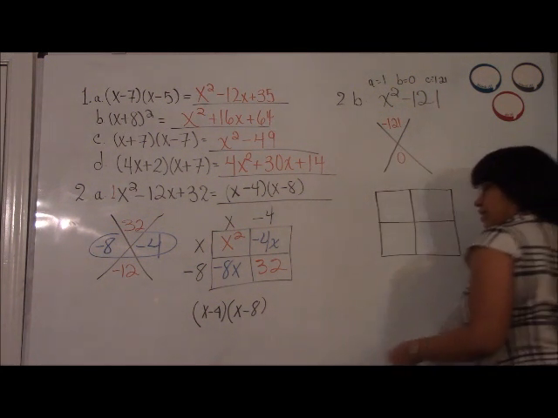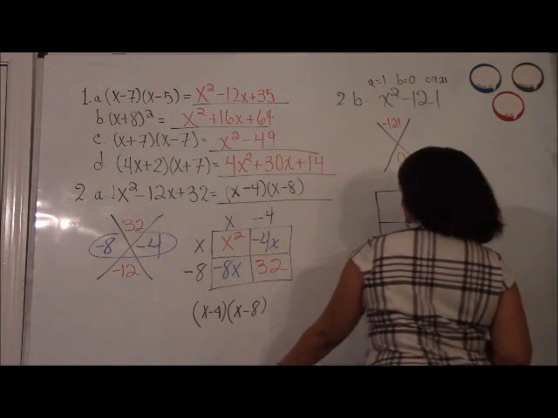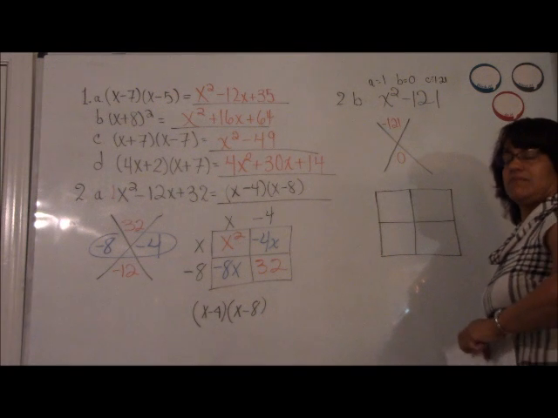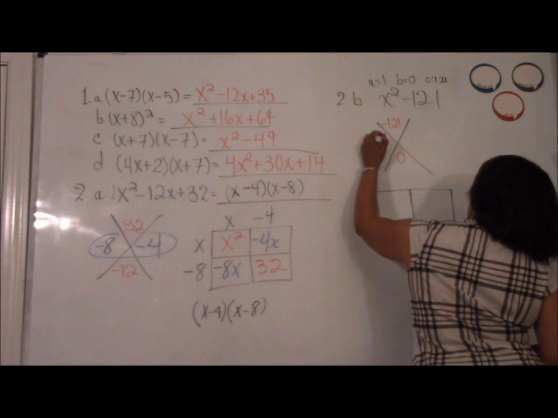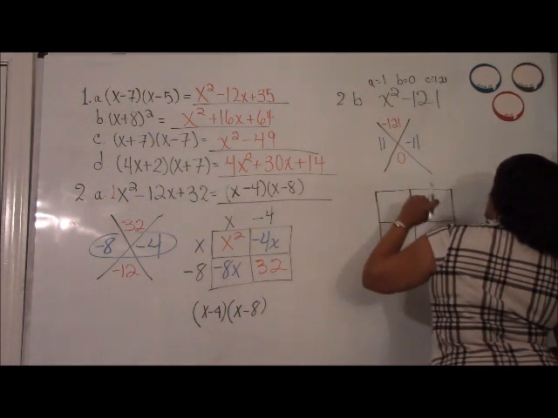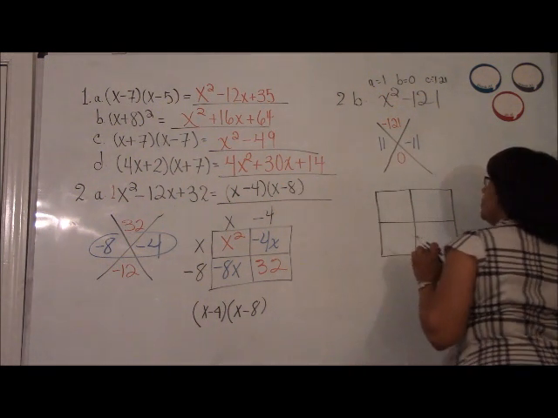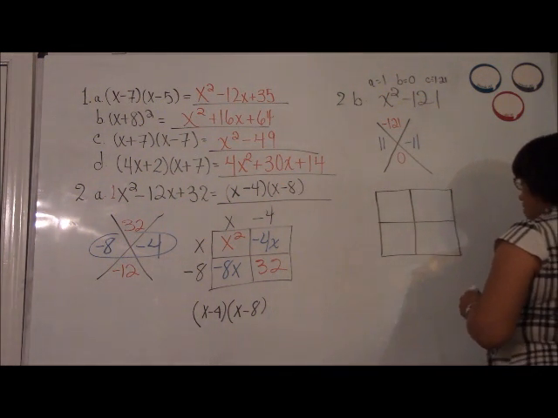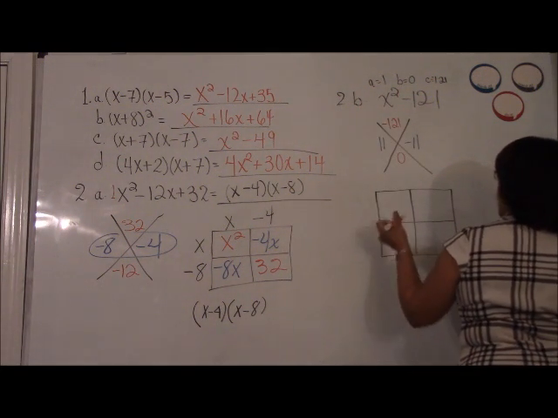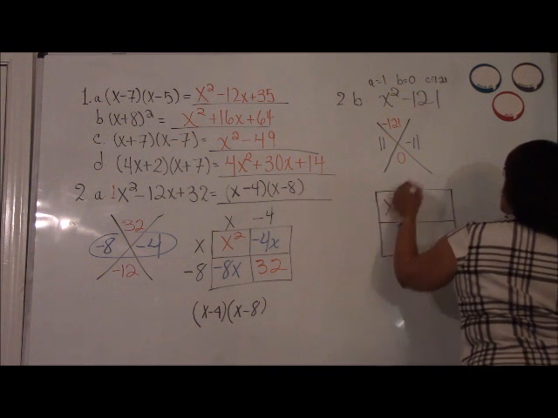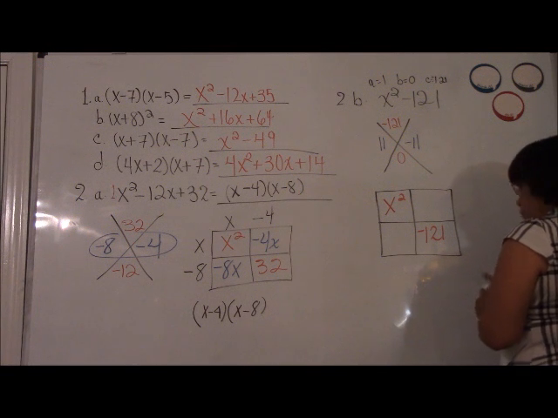Now we have to think of factors, two things we can multiply to get negative 121, but subtract to get 0. So they have to be opposites in order for you to subtract them to get 0. Well, positive 11 times negative 11 is negative 121, and 11 minus 11 is 0. So we have it. Remember, in your first box, you always put your first term. Our first term is x squared. And in our last box, we always put our last term, which is negative 121. What do you put in your diagonals?